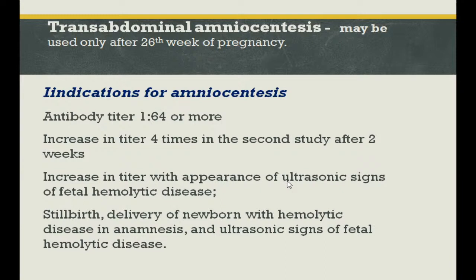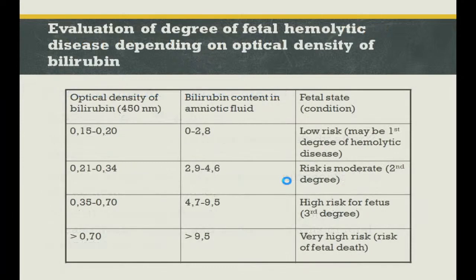So, indications for amniocentesis. It has to be done after 26 weeks. Please remember it. The indications are: antibody titer 1 to 64 or more; an increase in titer of 4 times in the second study after 2 weeks, not 1 to 64 but an increase of 4 times within 2 weeks; an increase in titer together with ultrasonic signs of fetal hemolytic disease, which I will show you; stillbirth or delivery of a newborn with hemolytic disease in anamnesis; and ultrasonic signs of fetal hemolytic disease. These are the indications for transabdominal amniocentesis.